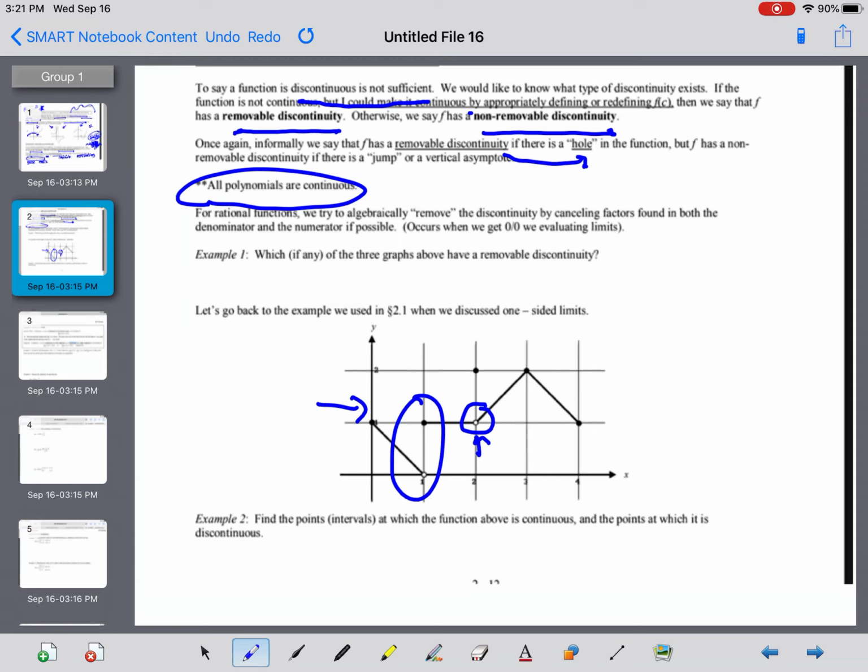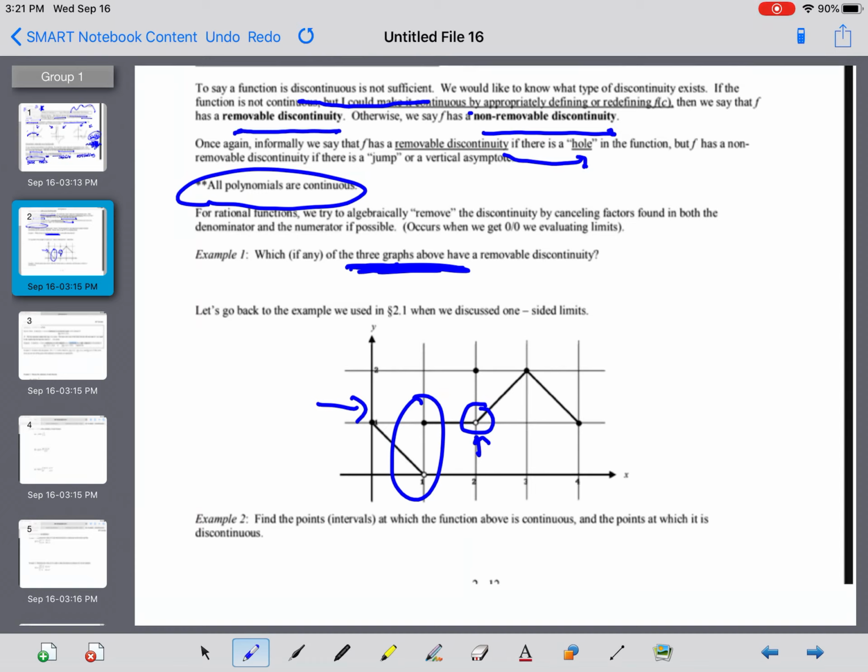Find the points on the interval. Okay, so I guess let's move on. I don't really even know this worksheet I just pulled up because it looked good, but I'm not sure what it means by of the three graphs. Oh, of the three graphs above. I'm sorry, I didn't read it well. Of the three graphs above, it was the one that I showed you with the hole in it.